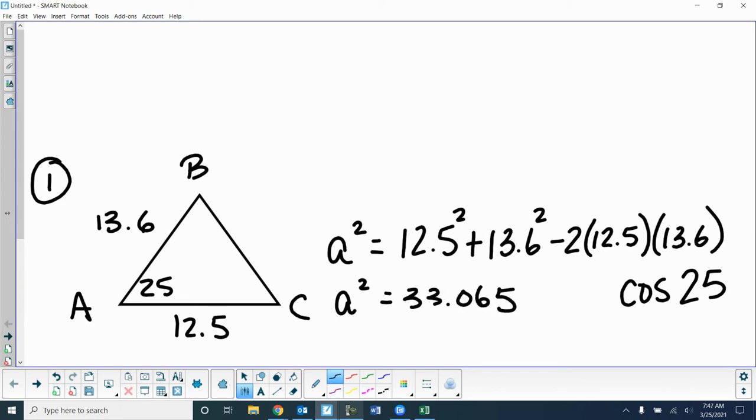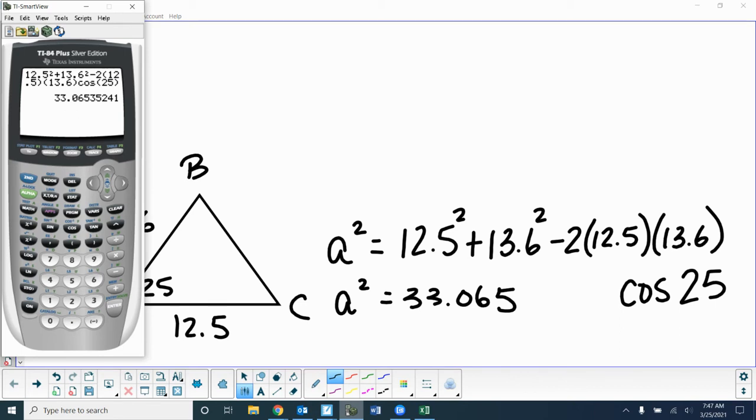Remember, that's what A squared equals. So I have to find the square root of that to find how long side A is. So you can go second square root, hit the squared button, second answer, so you don't have to type extra stuff in. So get 5.75. Let's round to tenths. That would be 5.8.